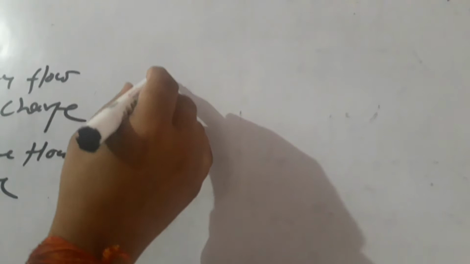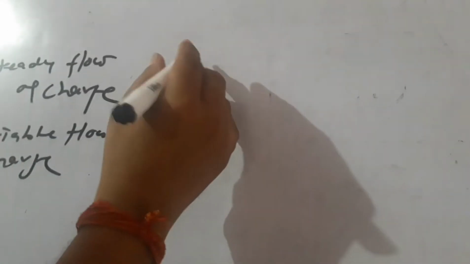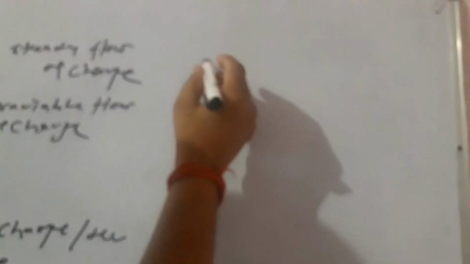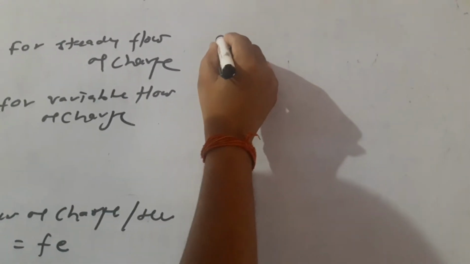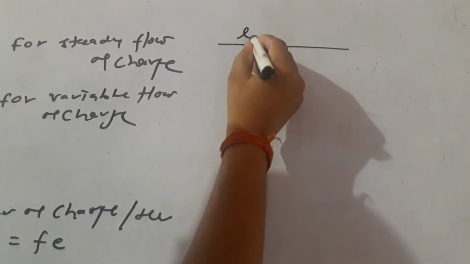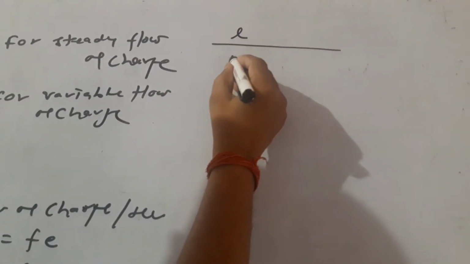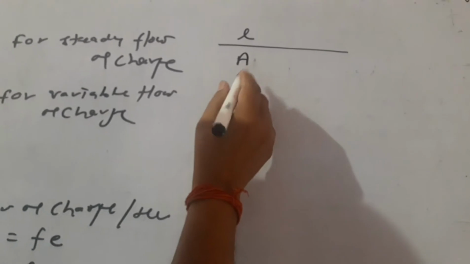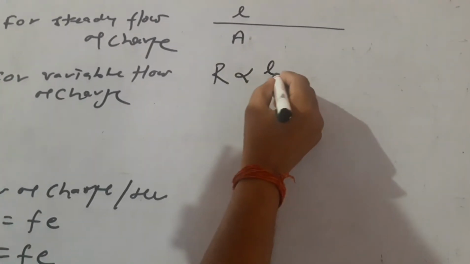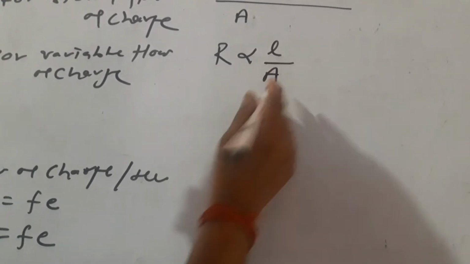For any question where we have to find resistance, so since resistance is obstacle of flow of electrons, for any conductor, if length of conductor is L and area of conductor is A, then resistance of conductor is directly proportional to L and inversely proportional to A.